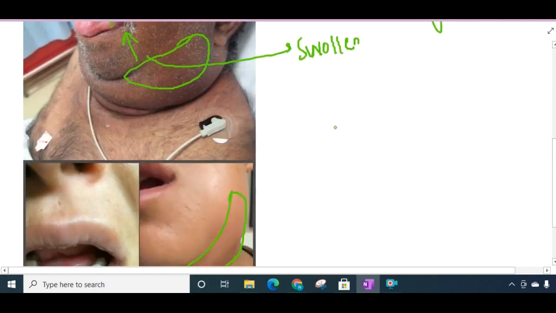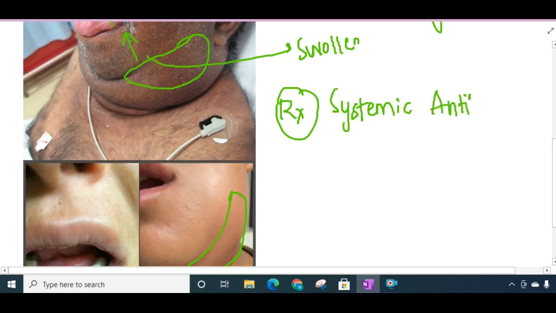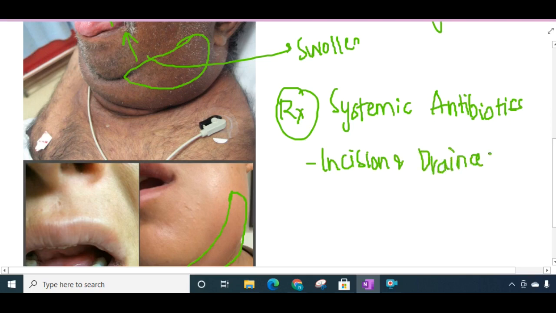So if you see the treatment, first you should give systemic antibiotics. First and foremost, you will have to decrease the infection, and you will have to give systemic antibiotics, and then you can do incision and drainage of the abscess.